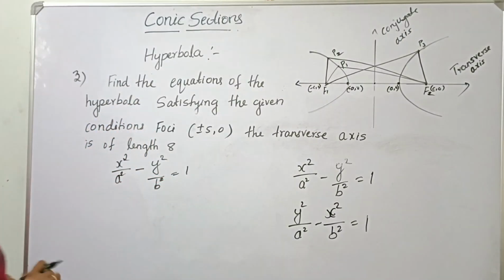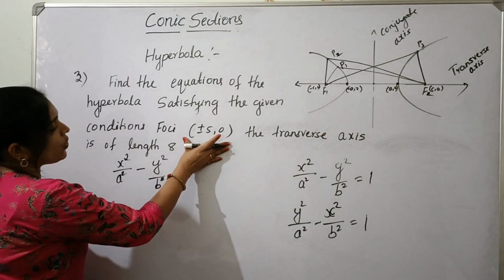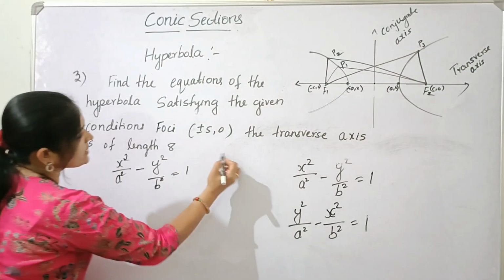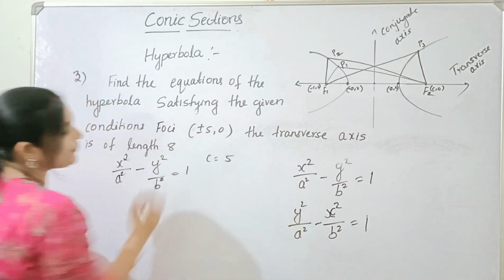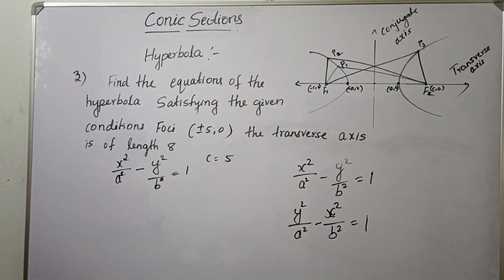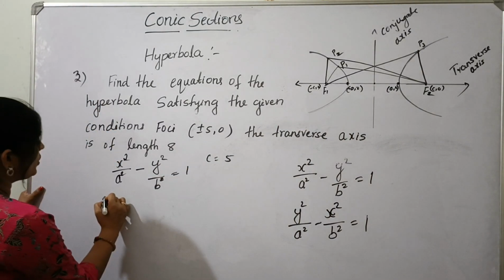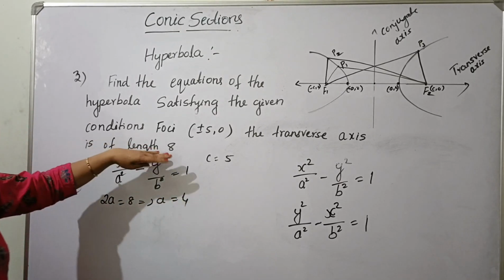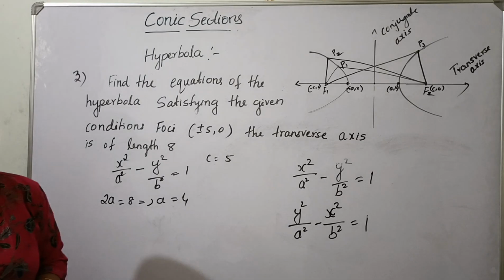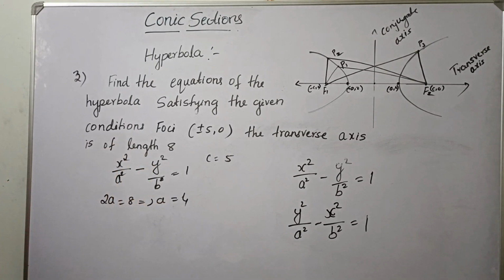So here, first of all, foci is plus or minus 5, 0. That means c is equal to 5. The c value is 5 and 2a is equal to 8. That implies a is equal to 4. The length of the transverse axis is 2a, so 2a is equal to 8, a is equal to 4. So let us find b.